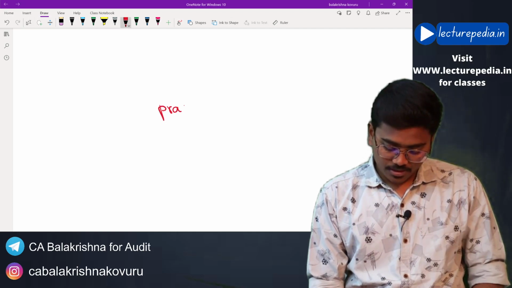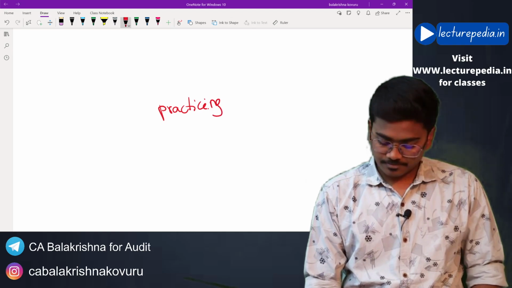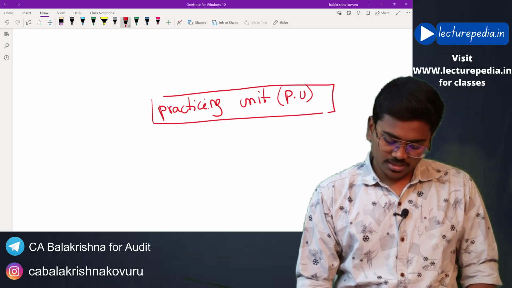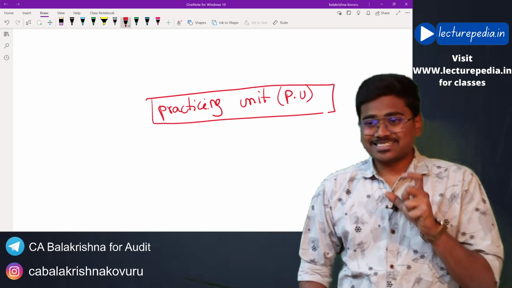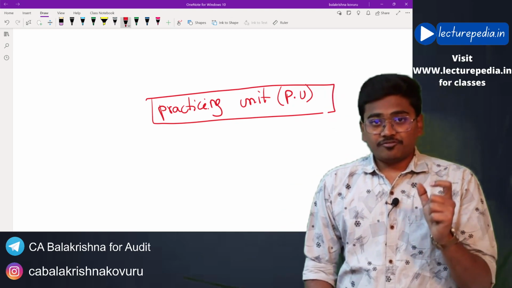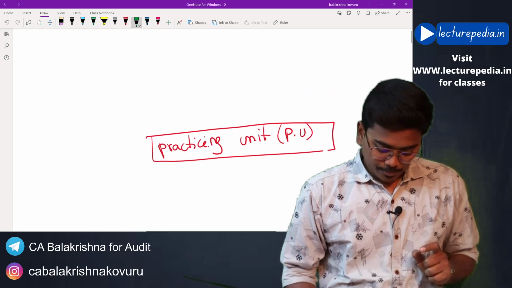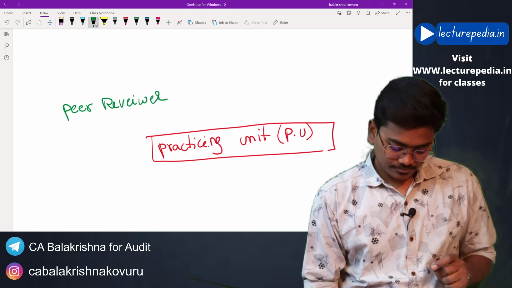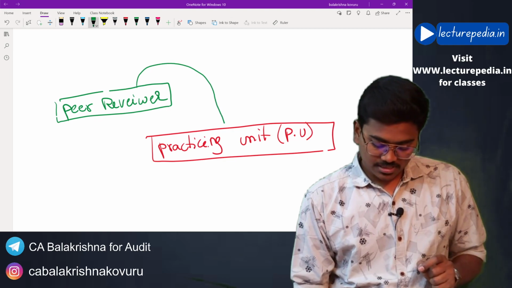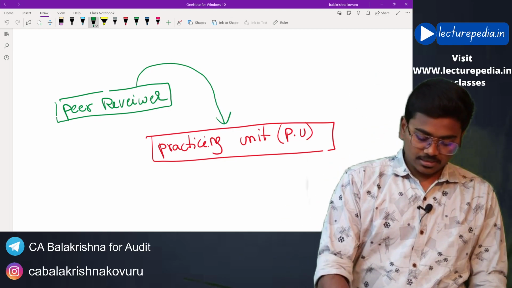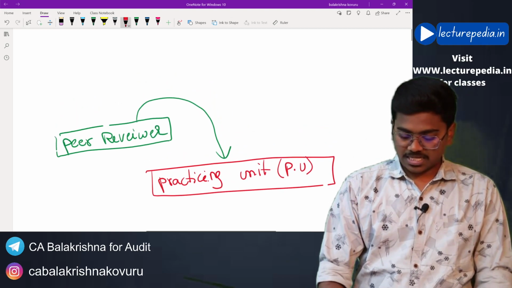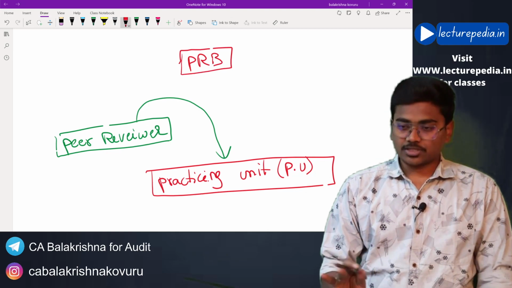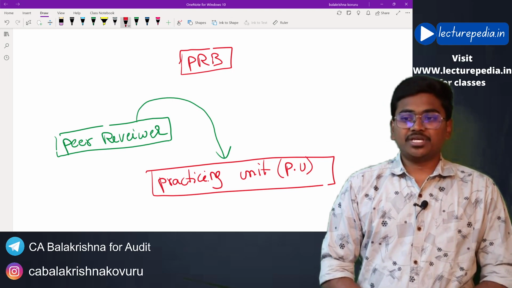Firstly, you will be having a practicing unit. We will be calling it as PU. Practicing unit means audit firm. Now, this practicing unit has to be reviewed by a person known as peer reviewer. Peer reviewer will review this practicing unit, and there will be a board known as peer review board. This is the authority which will be governing this entire process of peer review.